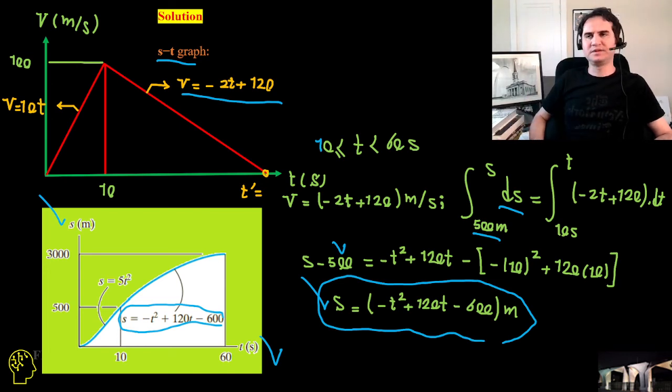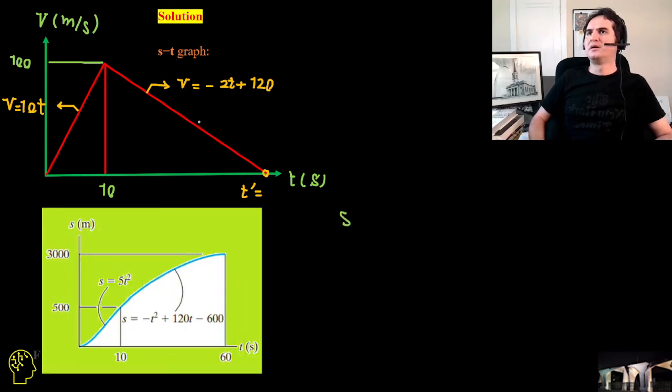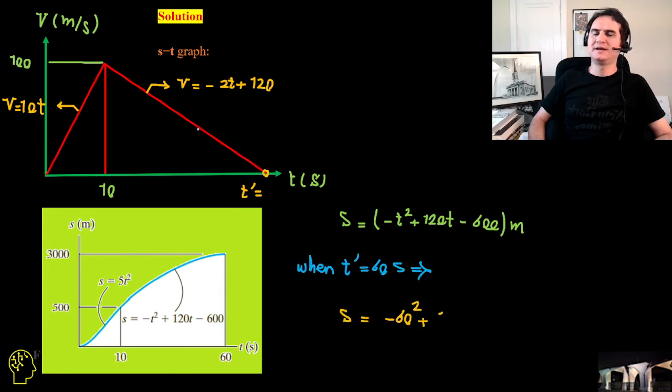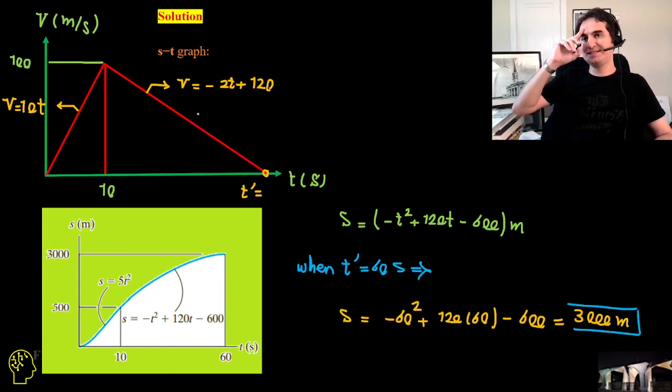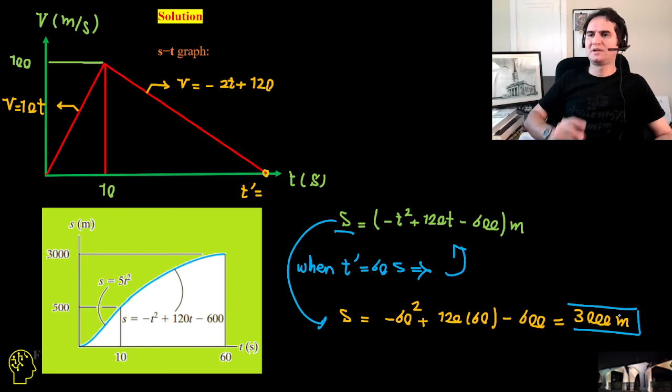So S is equal to this equation, and when t prime is equal to 60 seconds, you can replace t prime with 60 seconds in the displacement equation to get a displacement of 3000 meters. That's the displacement at the very end. That's how far the car travels before it stops.